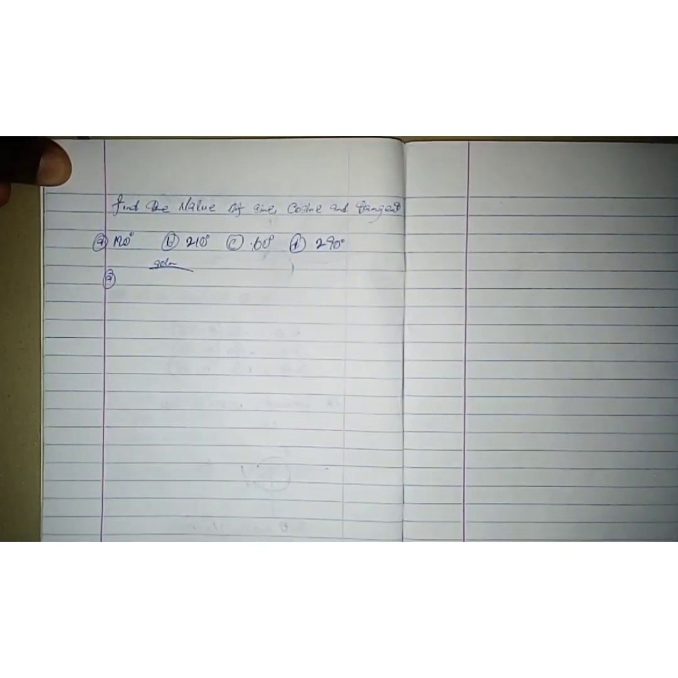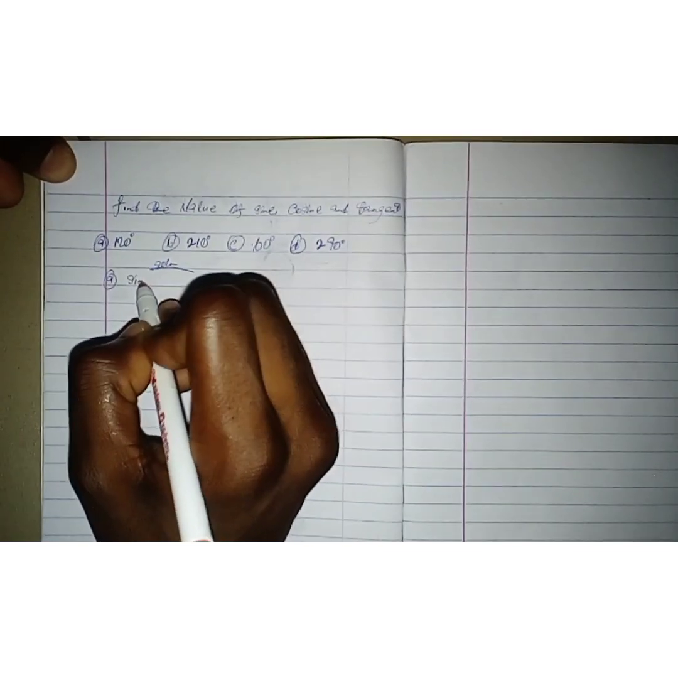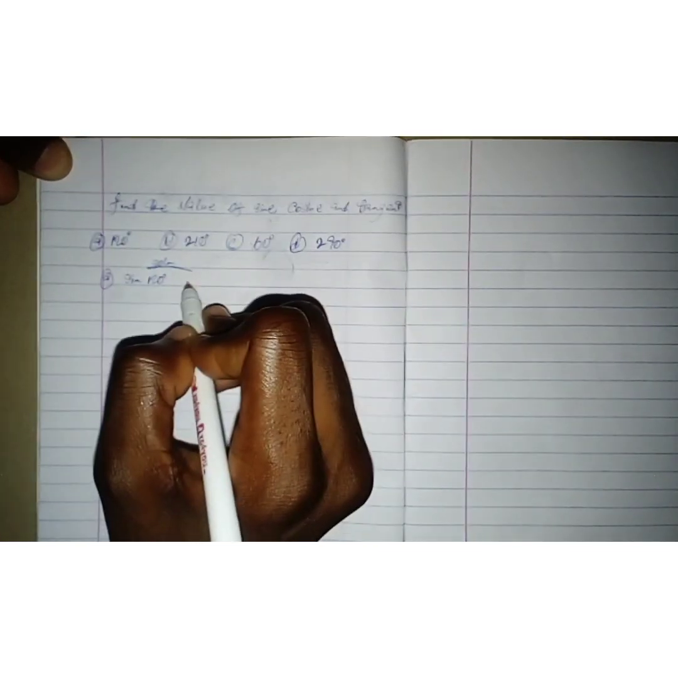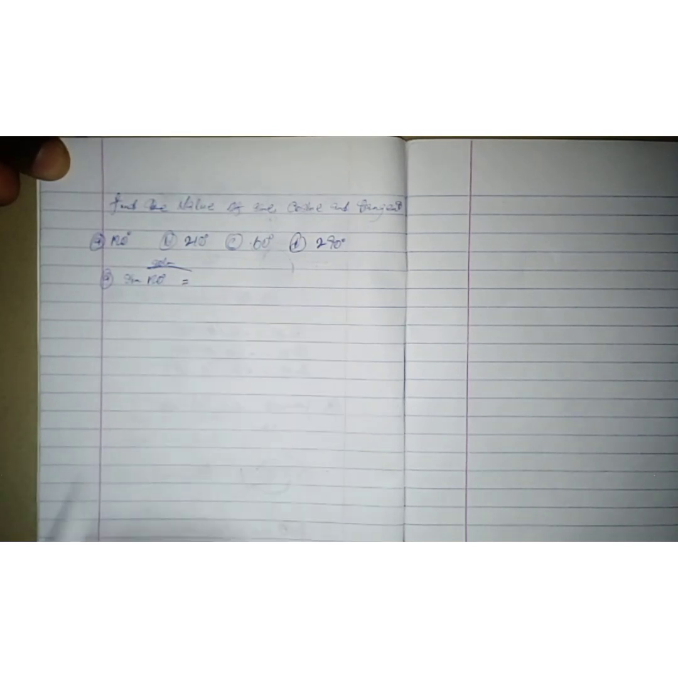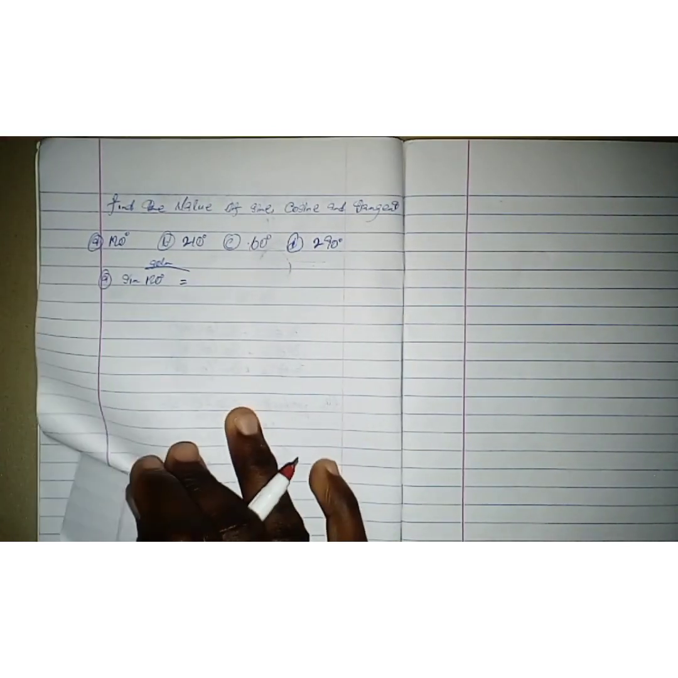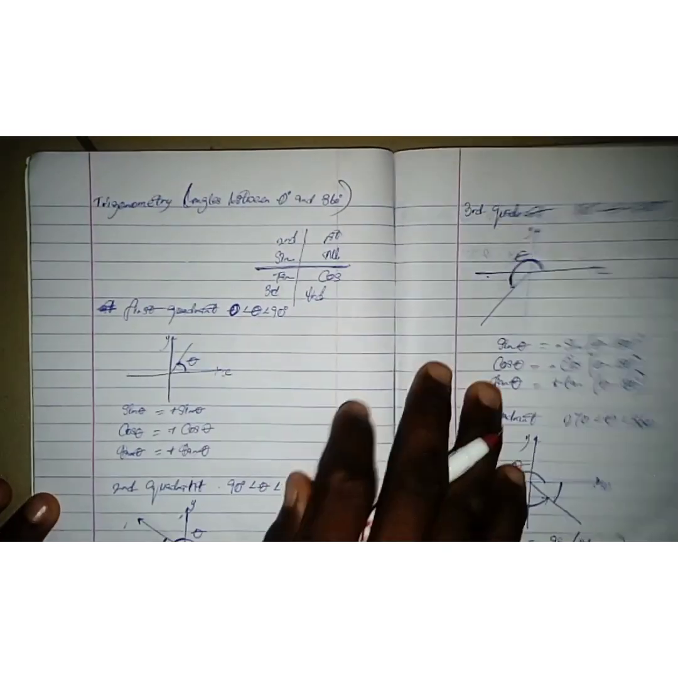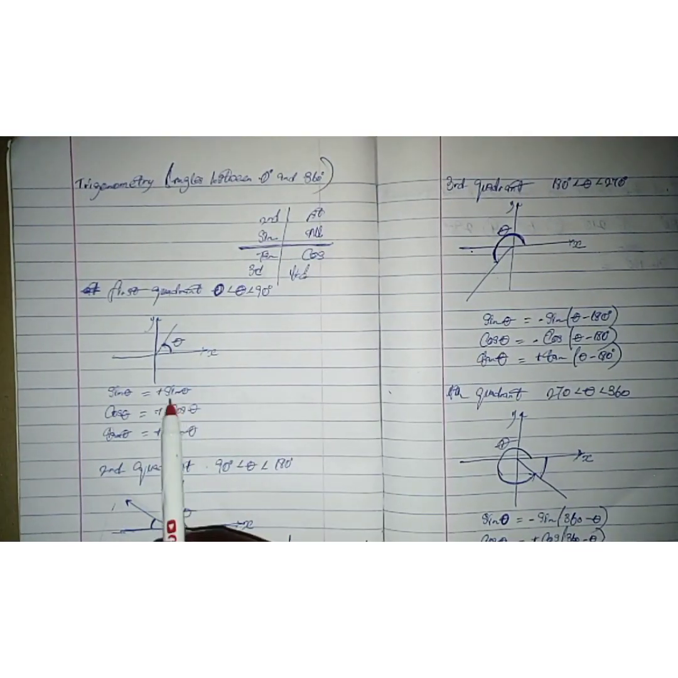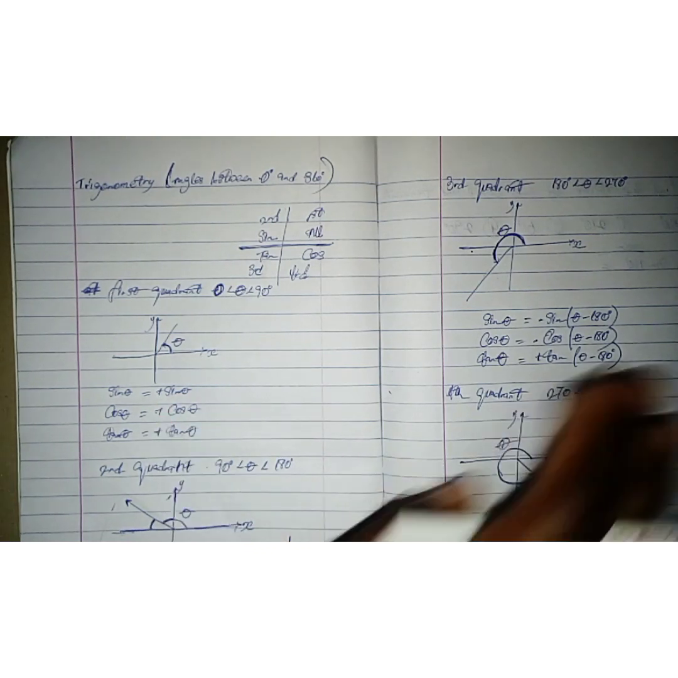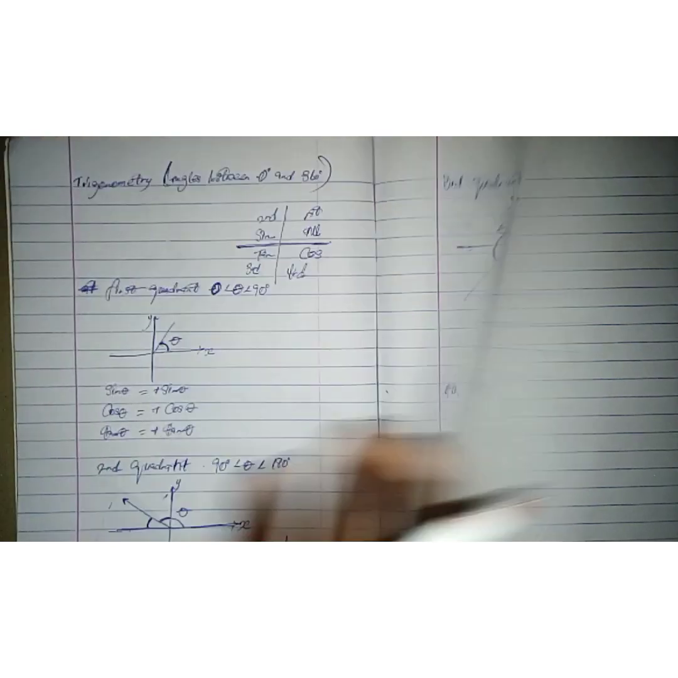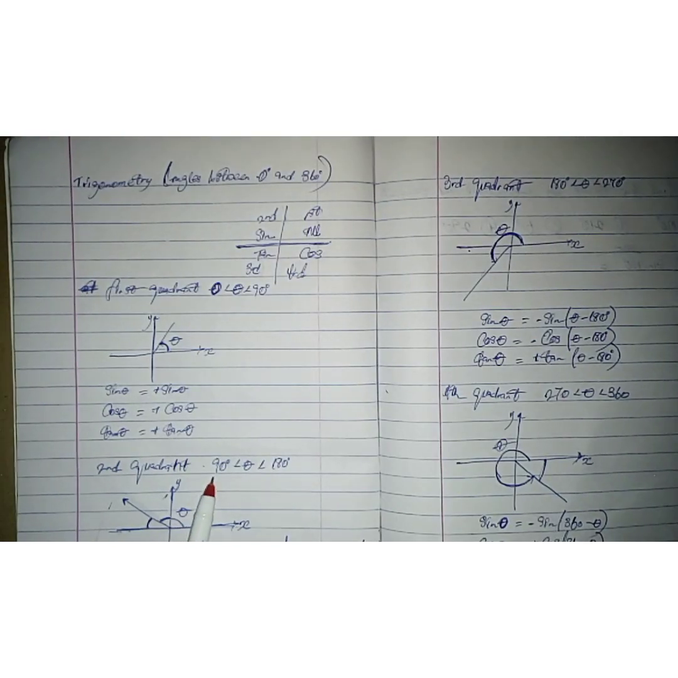Solution, for A, sine 120 degrees is equal to, for the first quadrant, this we have done. Sorry, 120 is in the second quadrant, which is theta greater than 90 degrees and less than 180 degrees. So you know that 120 is greater than 90 and less than 180, so that is at the second quadrant.